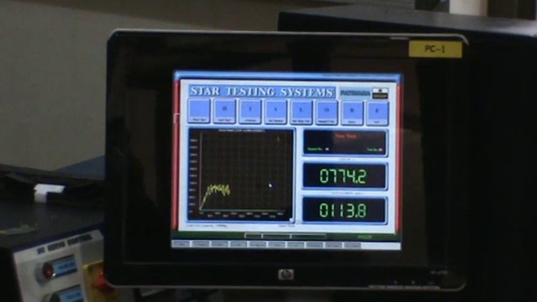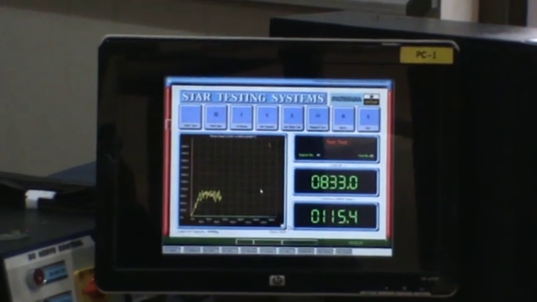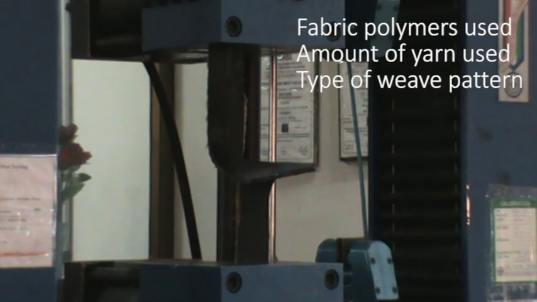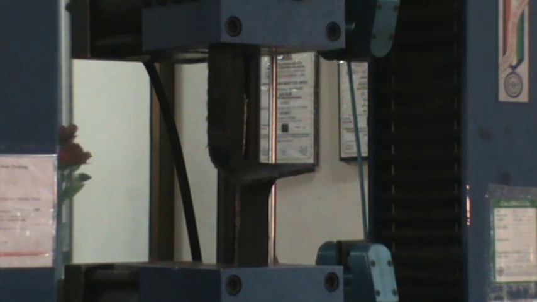The resistance to rip propagation in fabric belting will depend on a number of factors, such as the fabric polymers used, the amount of yarn used, and the type of weave pattern. The rip resistance can be tested along the length of the belt, the warp, or across the width, the weft.